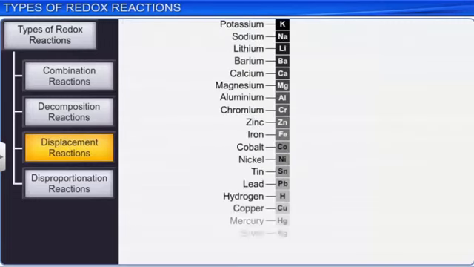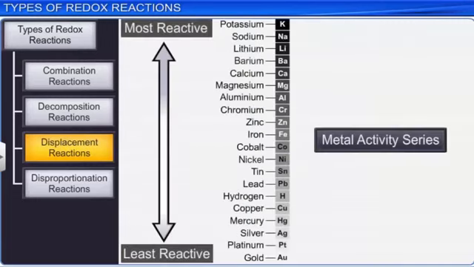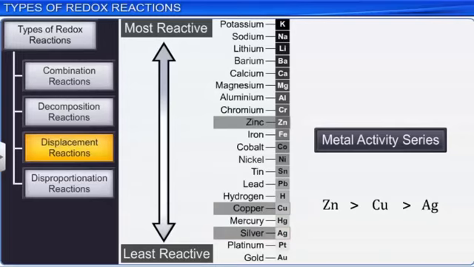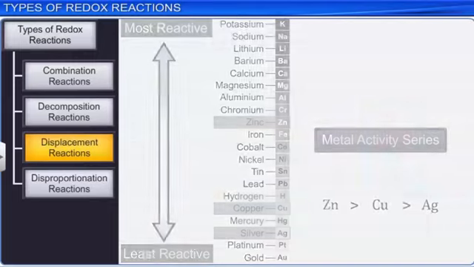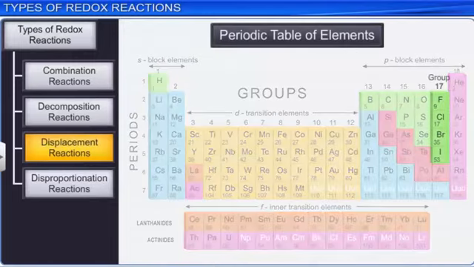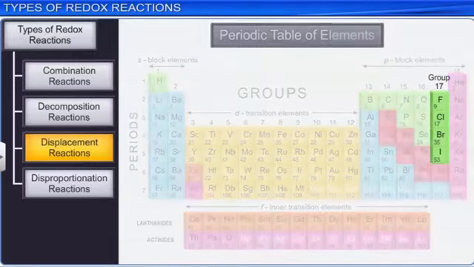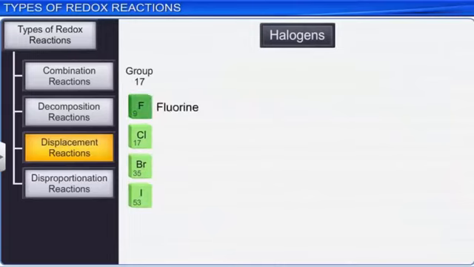We learnt about the activity series of metals and saw that zinc releases electrons to copper and copper releases electrons to silver. Similarly, halogens also have an activity series. The halogens in 17th group include fluorine, chlorine, bromine, and iodine.